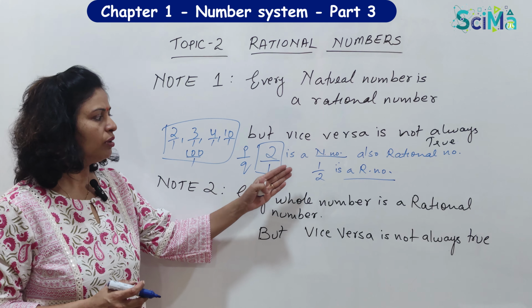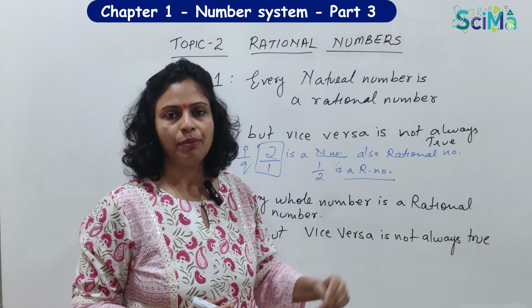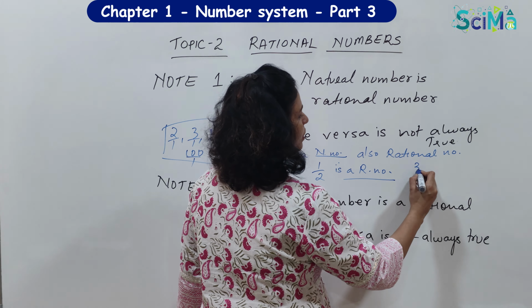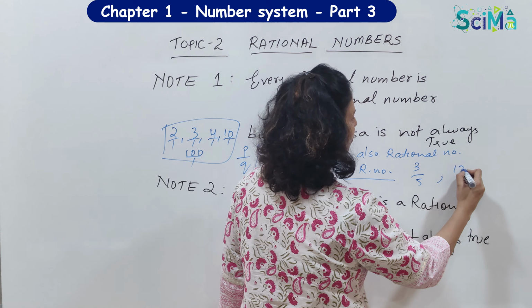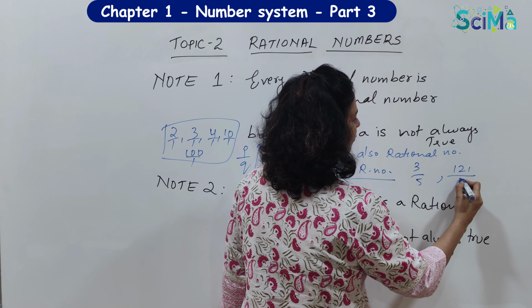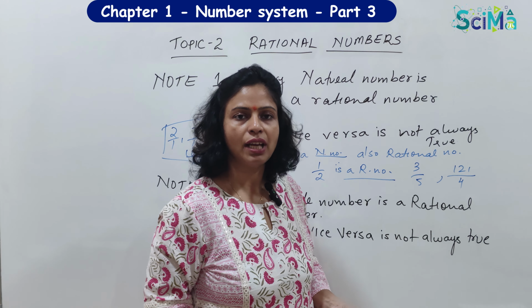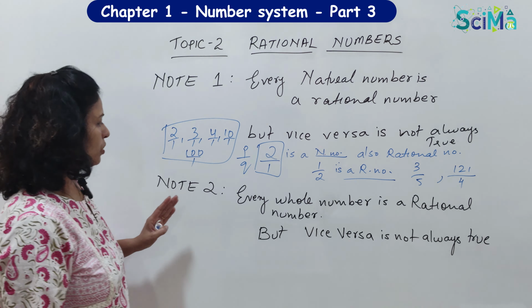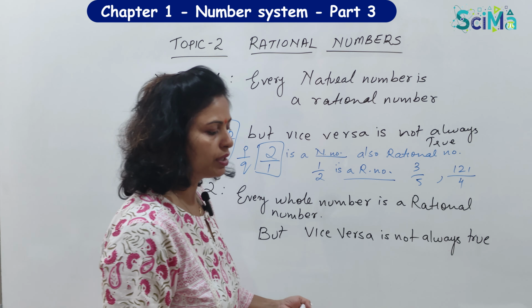Okay, but the other way around, we can't say all the rational numbers can be natural numbers. Like 3 by 5 is a rational number, but it is not a natural number. If I say 121 by 4, this is also a rational number, but this is not a natural number. Okay, so the second note is every whole number is a rational number, but vice versa is not possible.